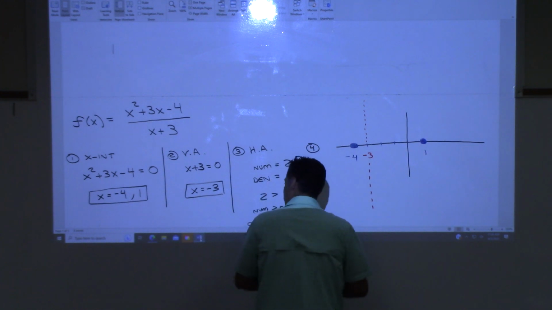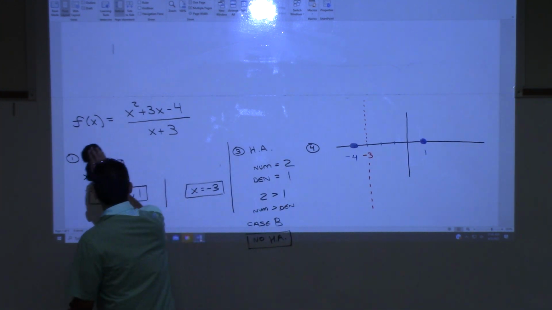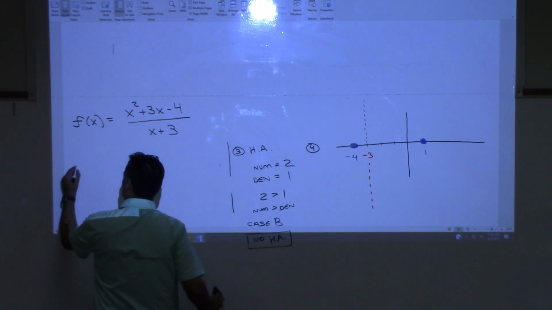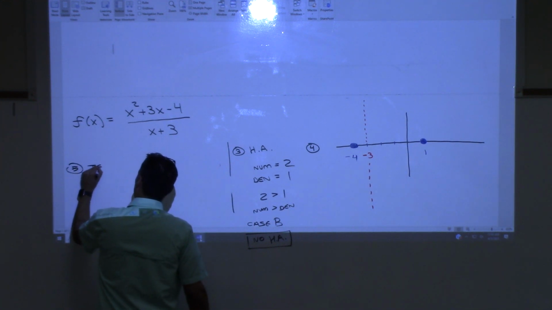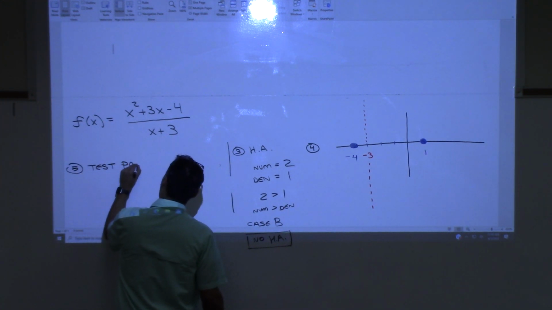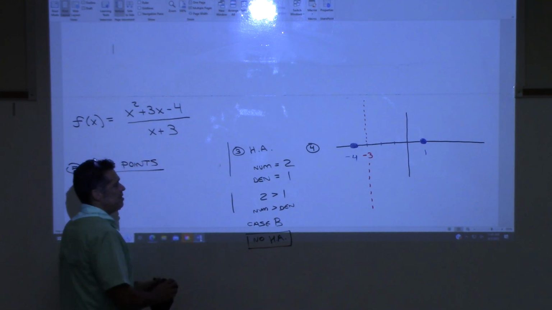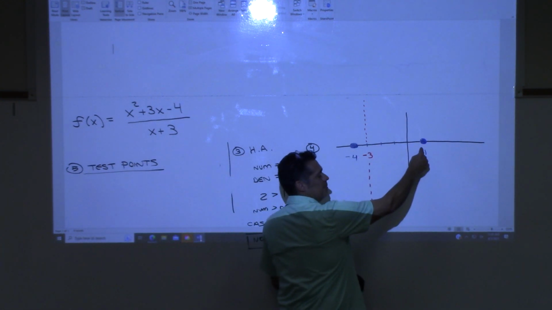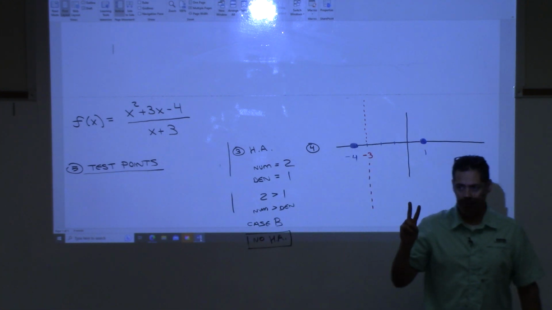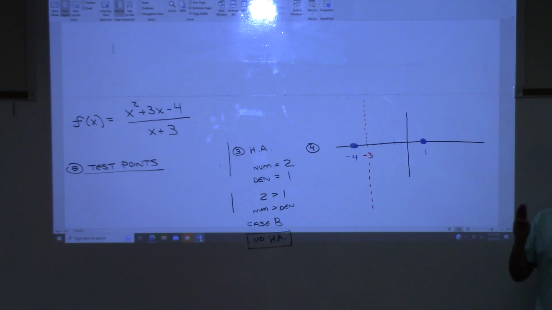What comes next? Test points. Step 5. Test points. How many will I have? 4. How many x-intercepts do you have? 2. How many verticals do you have? 1. So that's 3 total, so you should have 4 test points.